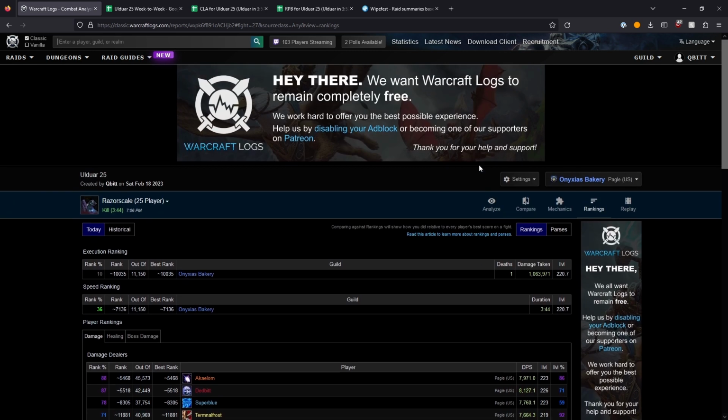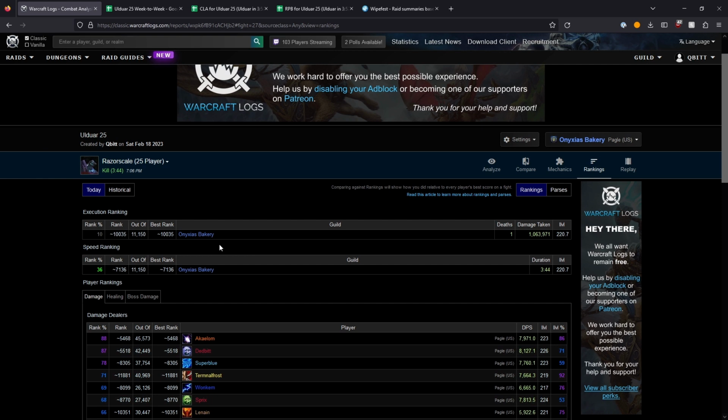What was everything in rankings? There's 2 guild slots here. One's for execution, one's for speed. Speed we're not going to worry about. We're not a speed running guild. Execution is worth noting. Execution is how well you perform the fight and mechanics. The first thing it does is look at your deaths. If you had any deaths, it's a big knockdown score. We had 1 death and it really knocked us down.